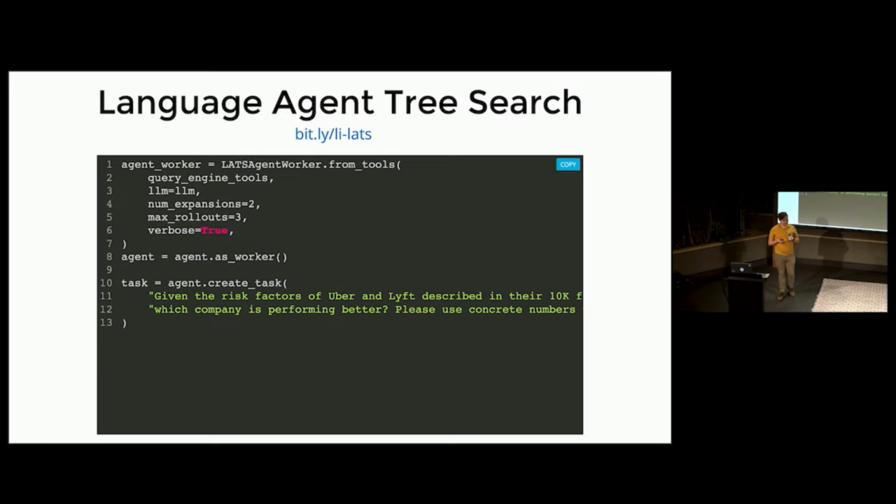Like I said, one of the strategies for doing this that we implemented in LlamaIndex was language agent tree search. As you can see again in LlamaIndex, it's just a couple of lines to get that going. The parameters here, number of expansions is how many branches it's going to create, and the max rollouts is how far down the branch it's going to go before deciding whether or not this branch is a promising avenue to explore.